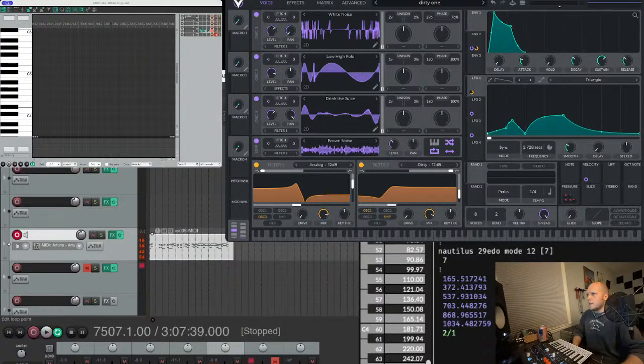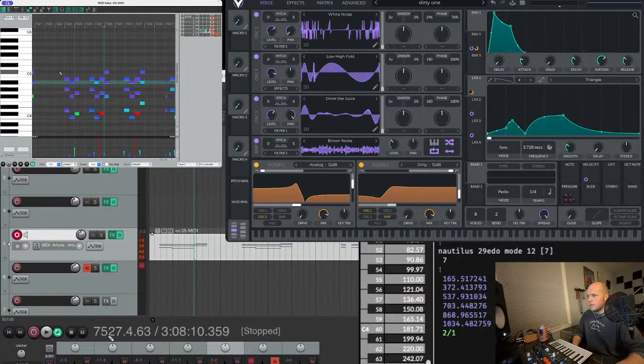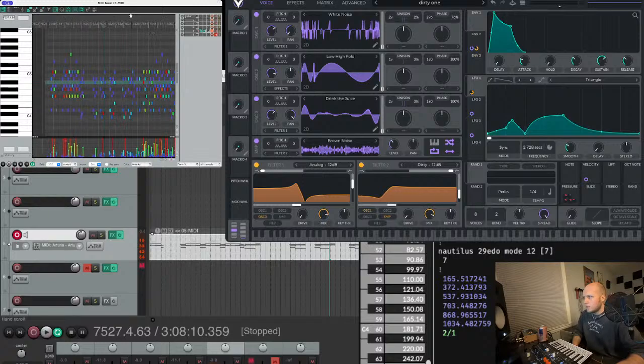I did get a good take, I think. Good enough, right? Where to start? Where'd it go? Oh, it's a separate... man. The way Reaper does MIDI stuff is so... I don't know if other DAWs are the same way, but it can be so stupid.